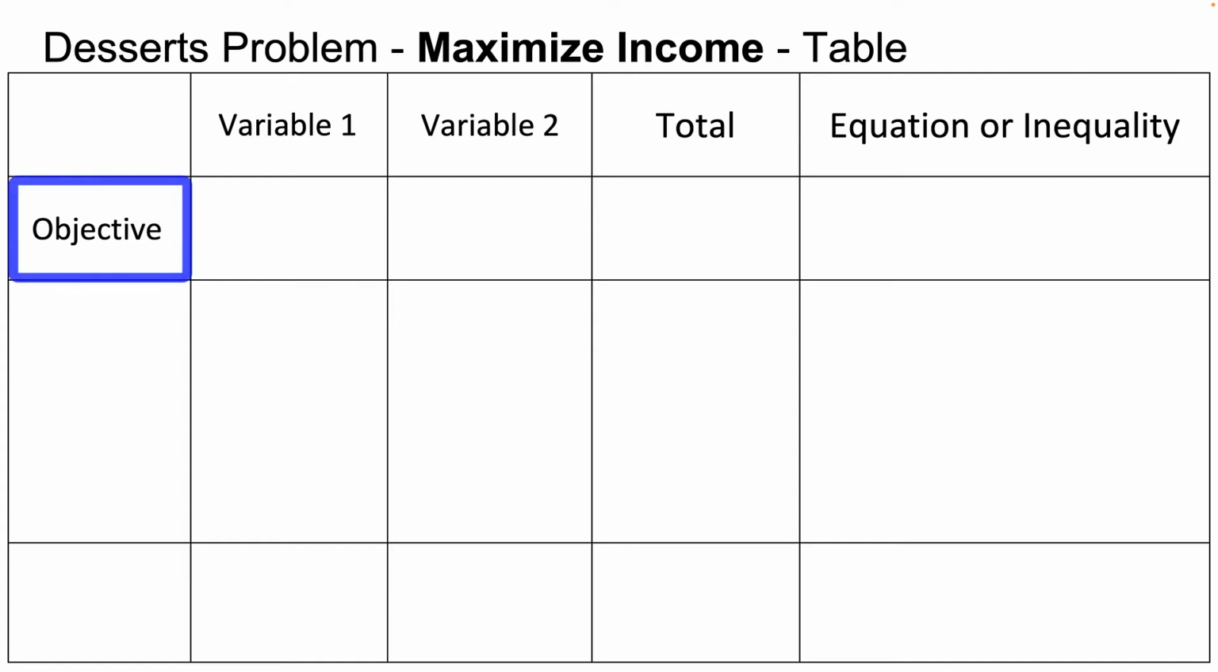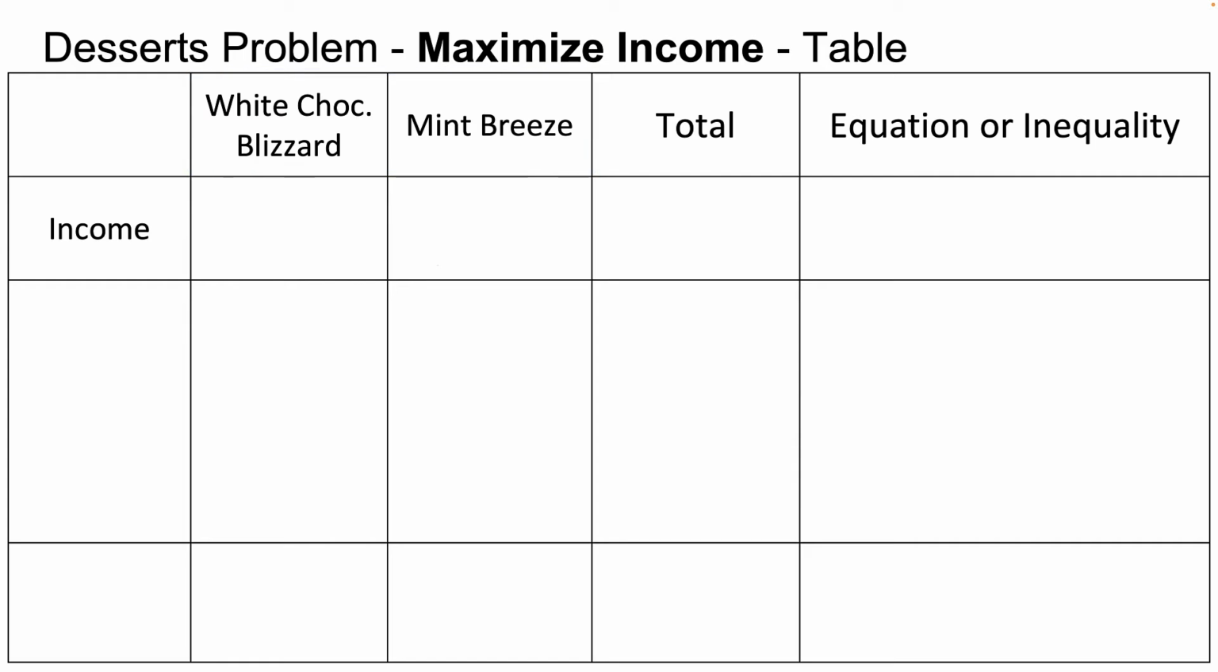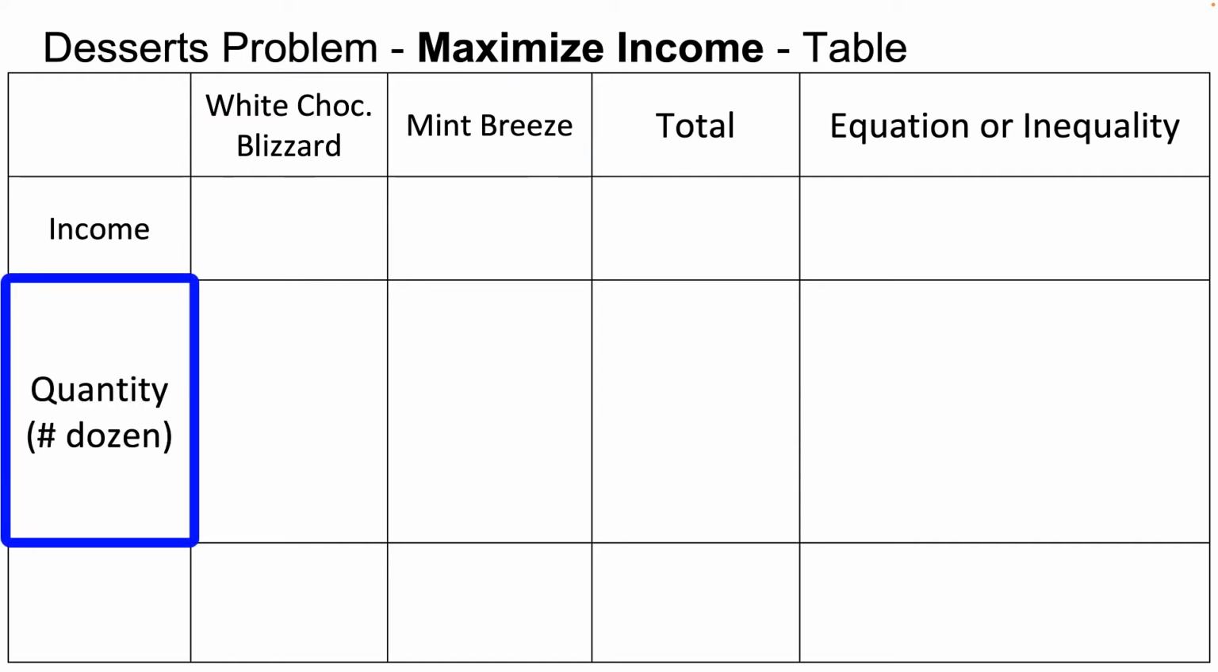inequalities. In the first row of my table, I'm going to write our objective, and that is to maximize our income. Next, in the two columns, I'll write my variables. So white chocolate blizzards and mint breezes are the two variables in this problem. Just below income, let's also take a row to represent the quantity or the number of dozen. We used X to represent the number of dozen white chocolate blizzards this restaurant makes, and Y to represent the number of dozen of mint breezes.